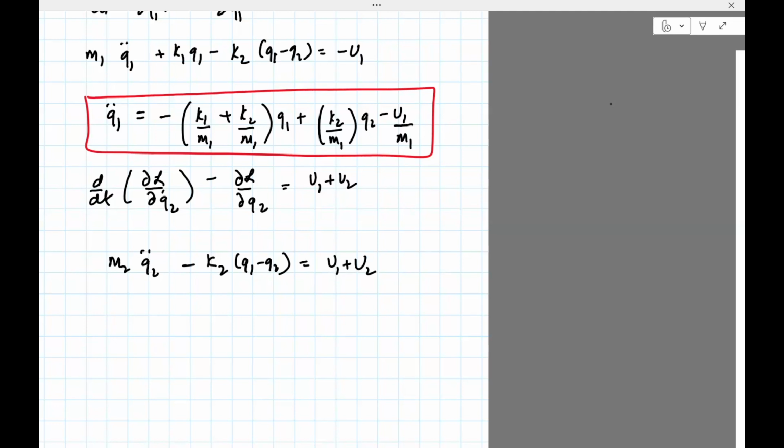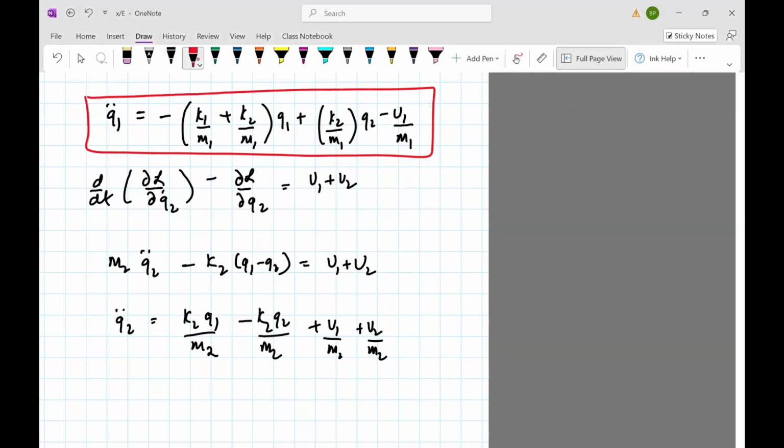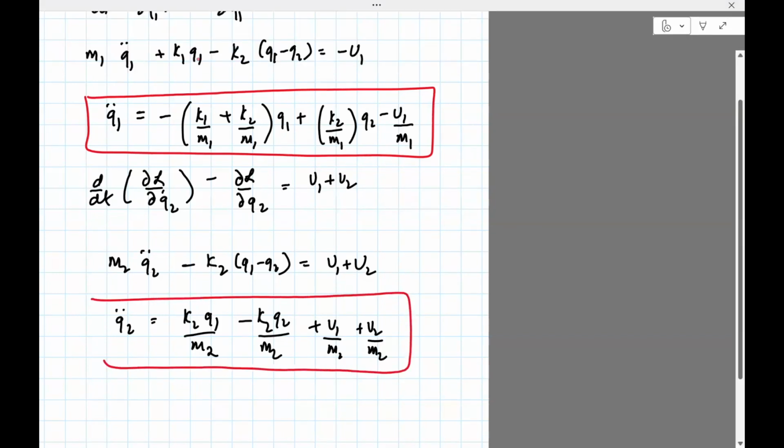So I'll solve for q2 double dot, which will be equal to k2 q1 divided by m2, minus k2 q2 divided by m2, plus u1 divided by m2 plus u2 divided by m2. Okay, so that's equation number 2.